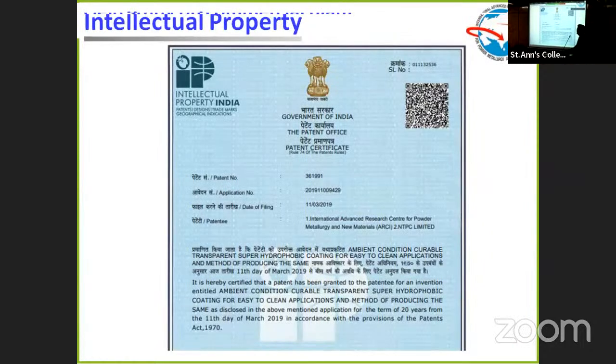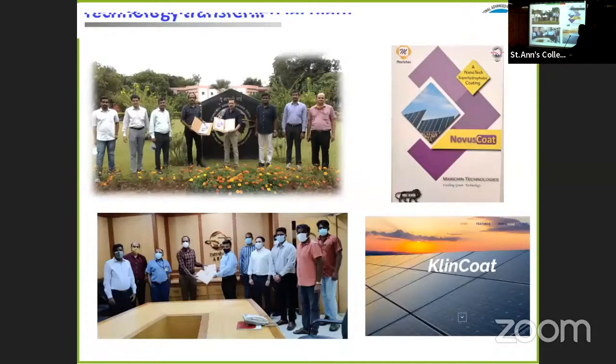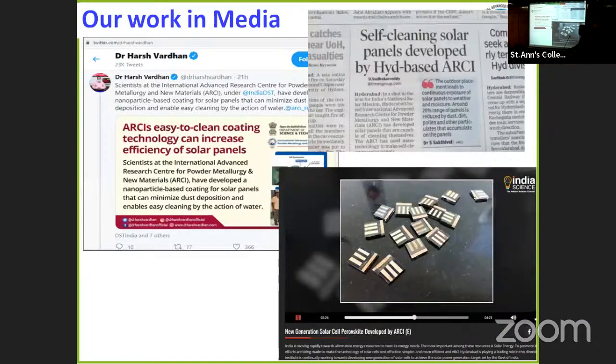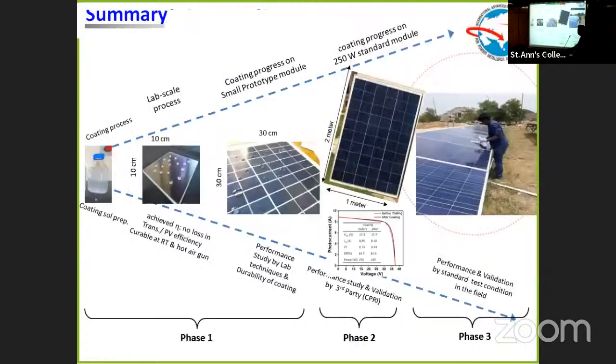And then we got a patent for this, and transferred this technology to two different companies, and the work was sponsored by NTPC, so we also got it for their capital usage. I think one is Novus Coat and the other one is Clean Coat. So both are commercially marketing it for field level deployment. Sometimes this kind of activity also gets a place in the media, and you can see self-cleaning solar panels and all of these on Twitter, in newspapers, and on the India Science Channel.